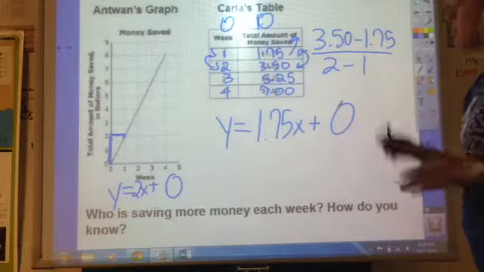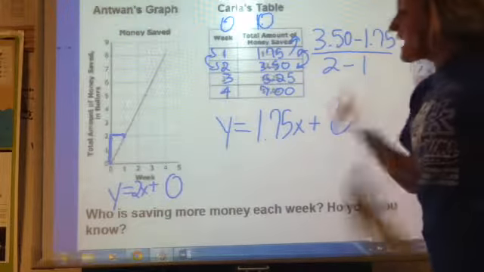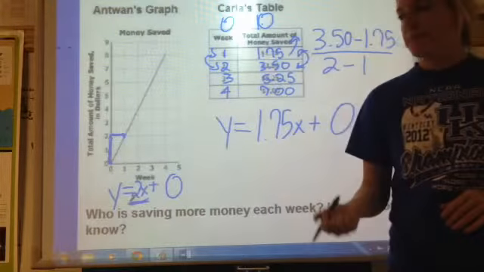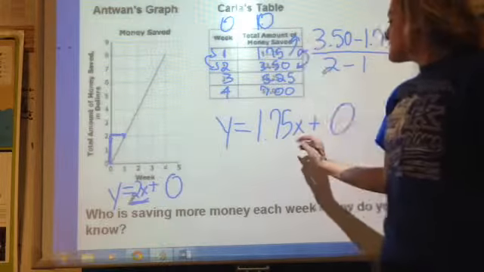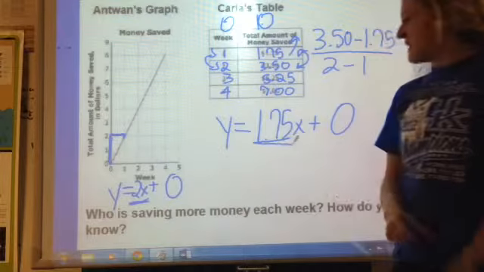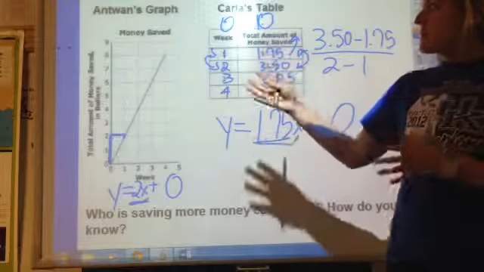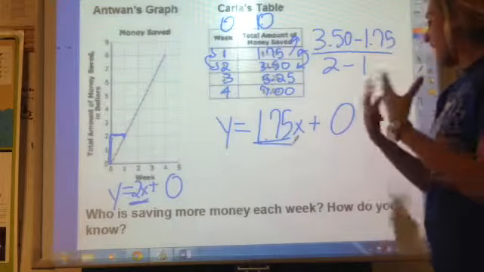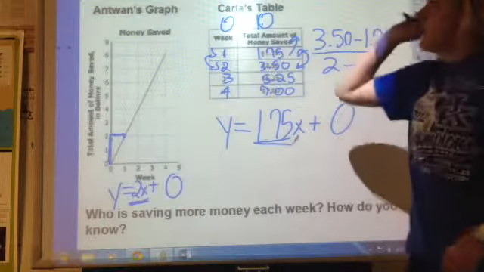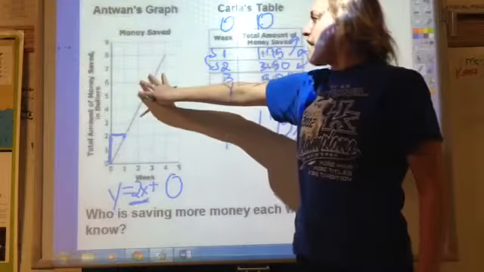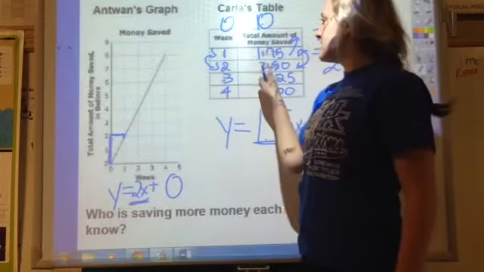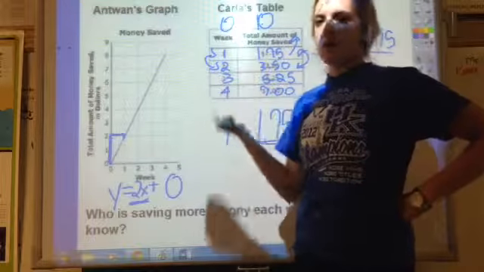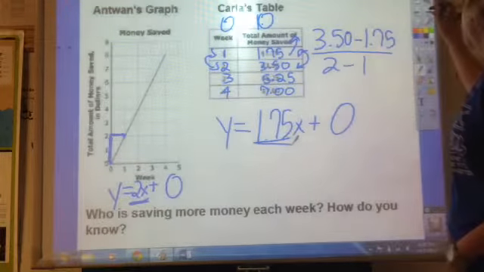Now, who is saving more money each week? How do you know? I know that Antoine is saving more money each week because the slope is larger. Likewise, Carla is only saving $1.75 each week. So, Antoine is saving 25 cents more per week. Now, how do you know that? I know because the slope of this graph is larger than the table, which means that Antoine is saving money at a faster rate. All right, let's move on.